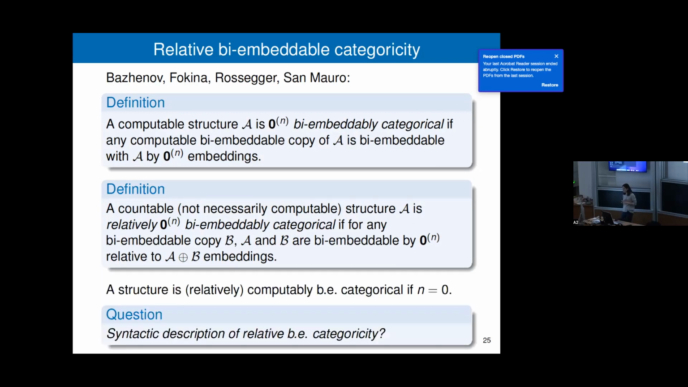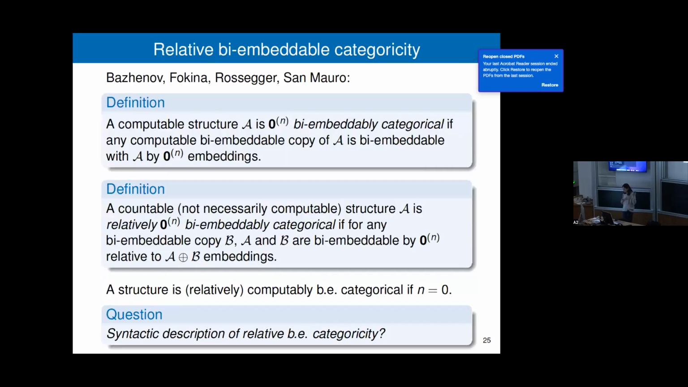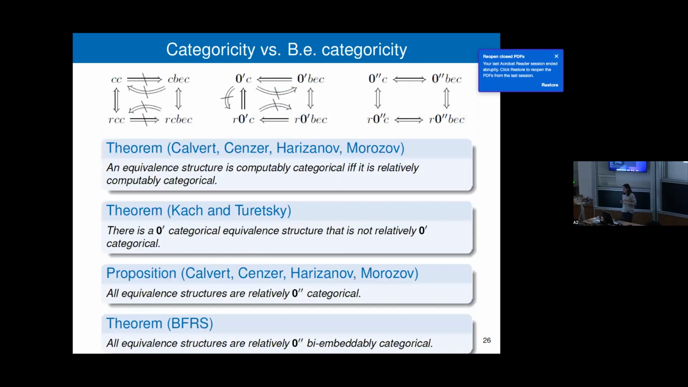And here is the first open question: do we have a syntactic description of relative BE categoricity? That would be nice to know. For isomorphism, we know we have such a thing, so it would be nice to know if we have something like this for bi-embeddable categoricity. Together with Bazhenov, Rossegger, and Mauer, we looked at BE categoricity for equivalence structures, and we compared it to the classical computable categoricity. And this is how the picture looks.